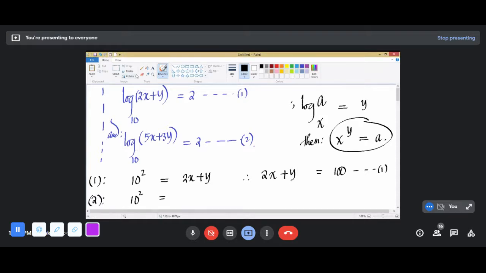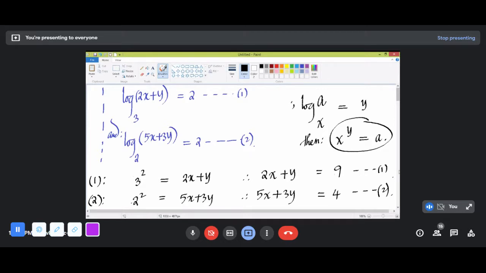There was an oversight here. These bases were not the same. This is base 3. This is base 2. So something slight here must change. So this will be 3 squared, which is 9 this side. Then 2 squared should equal 5x plus 3y. So therefore 5x plus 3y is equal to 4, and that becomes our equation 2.